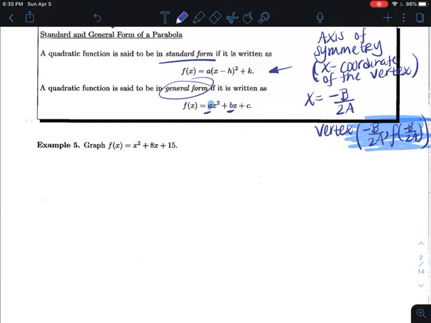So again, we're going to go through the steps as far as whether it opens up or down. Well, first of all, I see that there's a 1 in front of x squared, so I already know that a equals 1. Since a equals 1, that's a positive number. That means my parabola is going to open up.